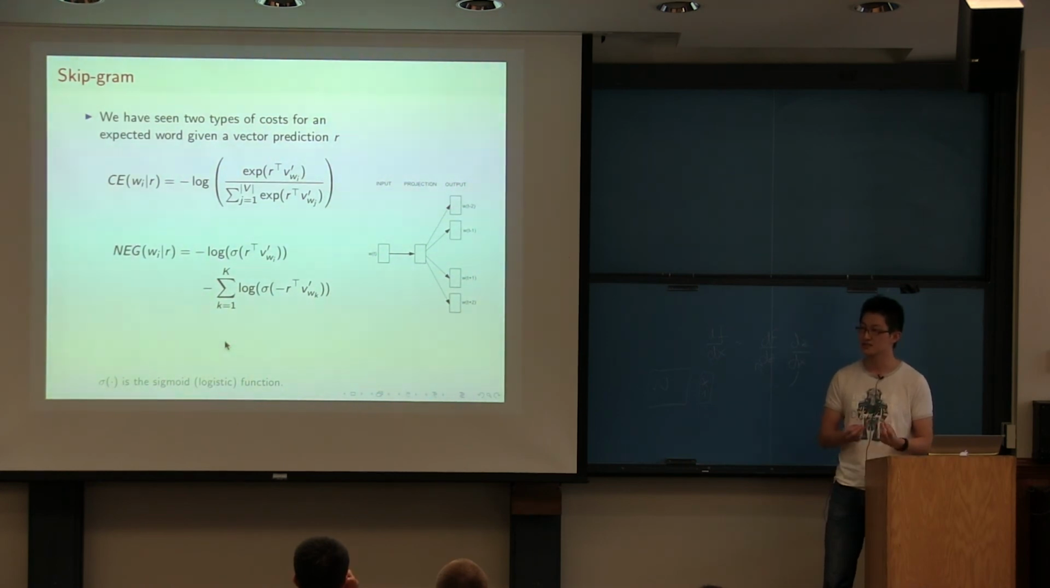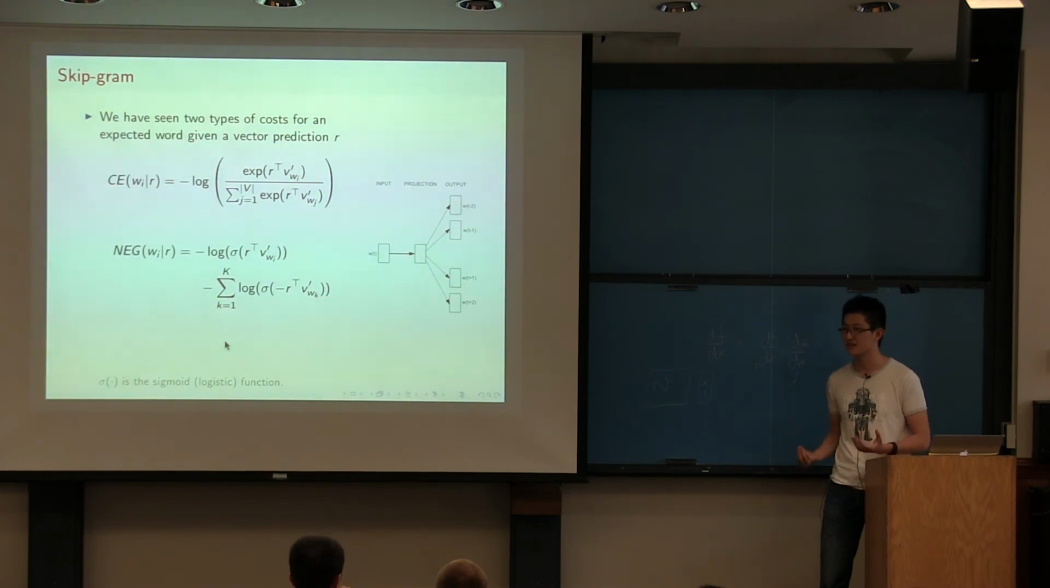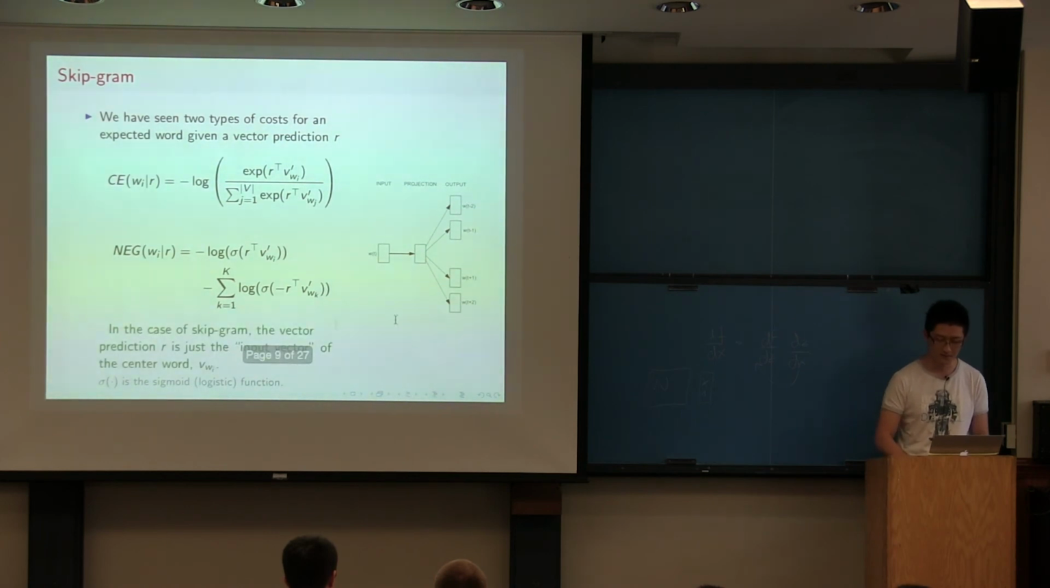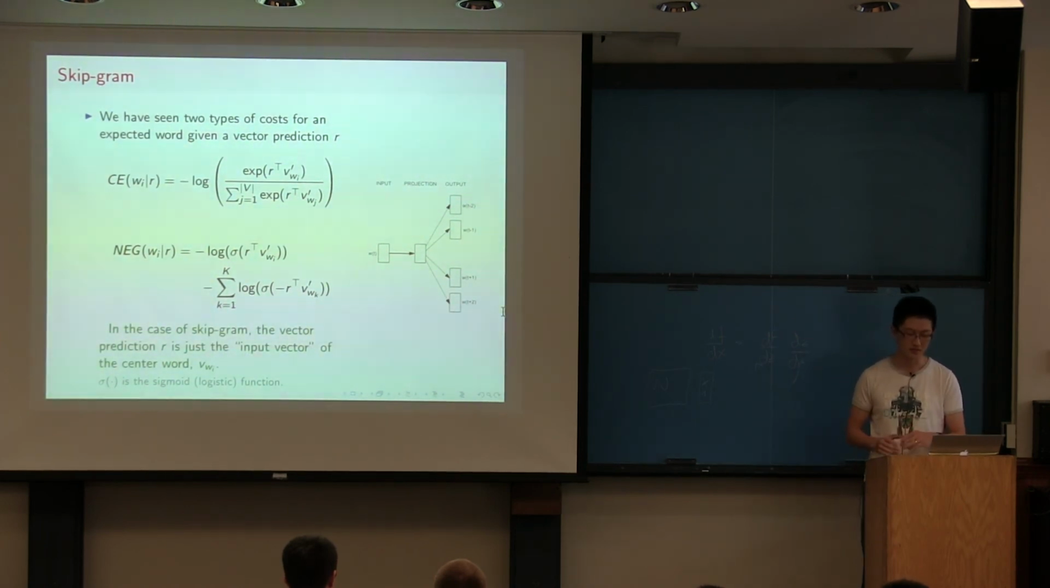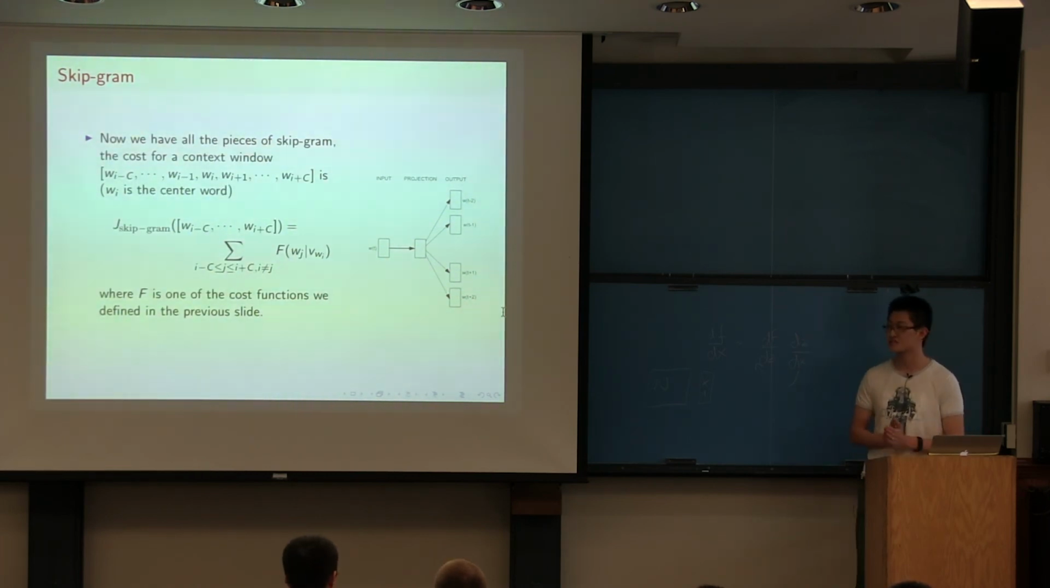Conceptually, these two kinds of costs are doing the same thing. Given a vector prediction and the vector that you're expecting, they try to maximize the inner product between those vectors, while minimizing the inner products between your predicted vector and all the other vectors. Note that in skipgram, this vector prediction is just the input vector of the center word. But why do we bother to introduce all these notations? That will be clearer when we review the continuous bag of words model.